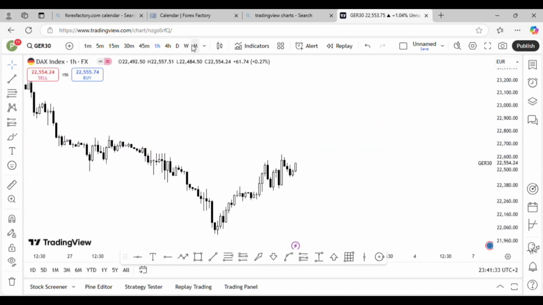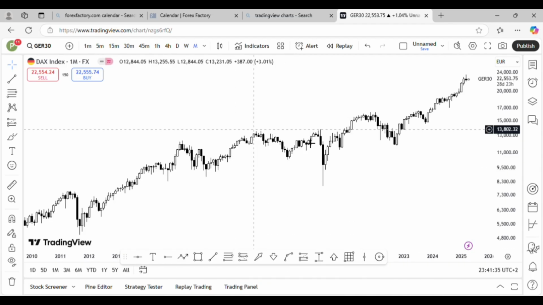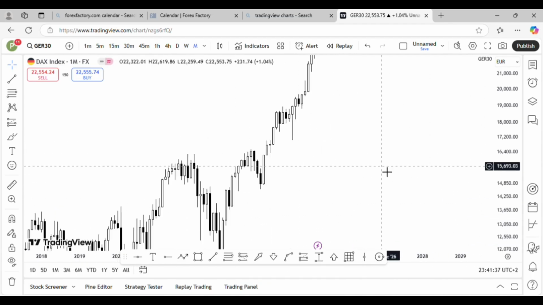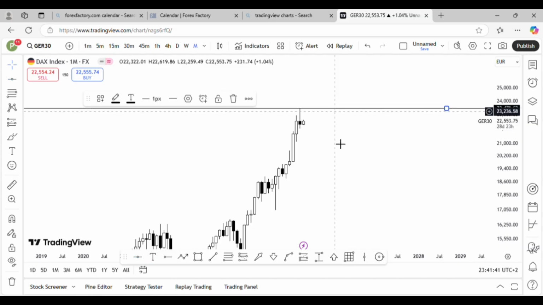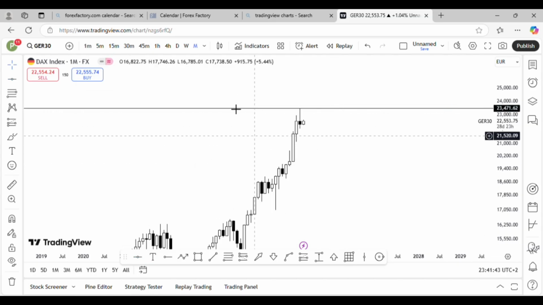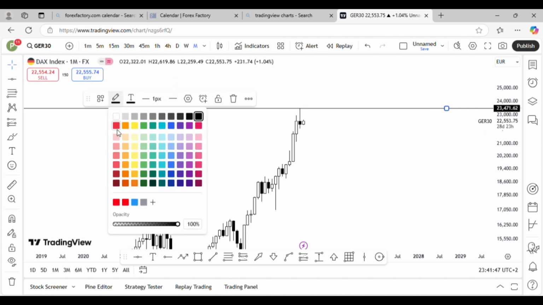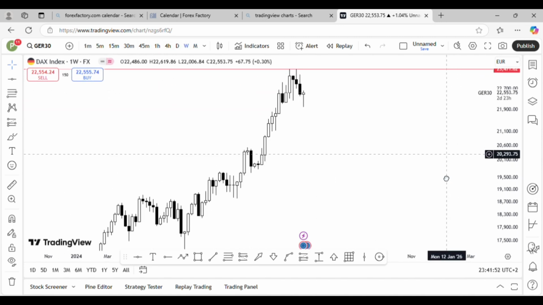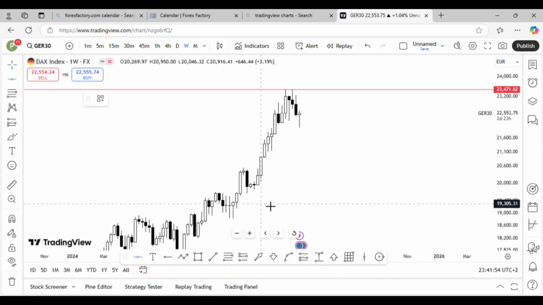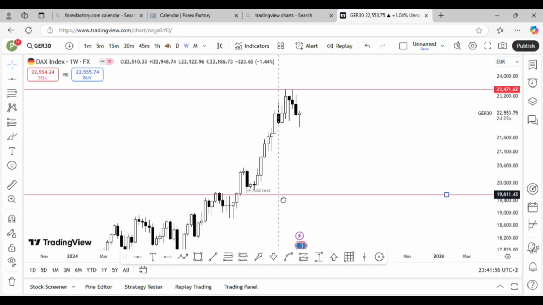So let's go to our GER30, our monthly chart. On our monthly chart, guys, we are actually looking for our highest point there. That's currently our highest point there. So I am changing that to a red color, and I'm going to my weekly. On my weekly, I can identify this one.